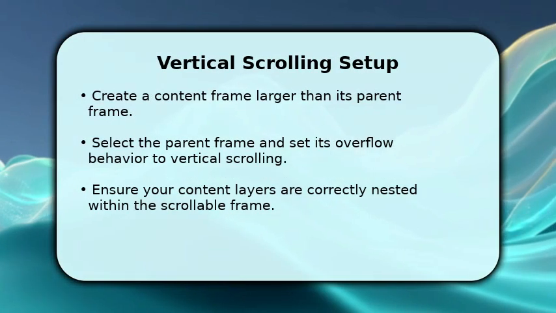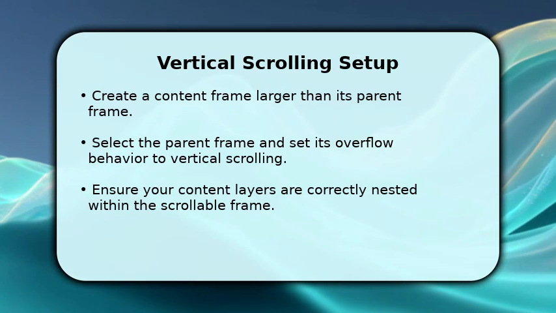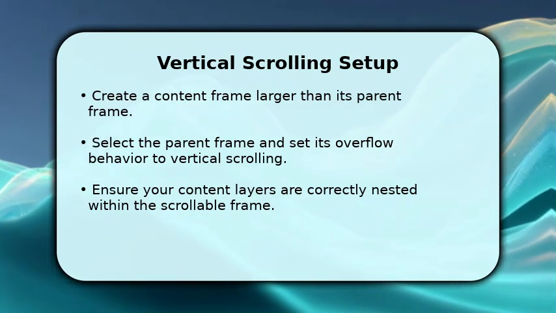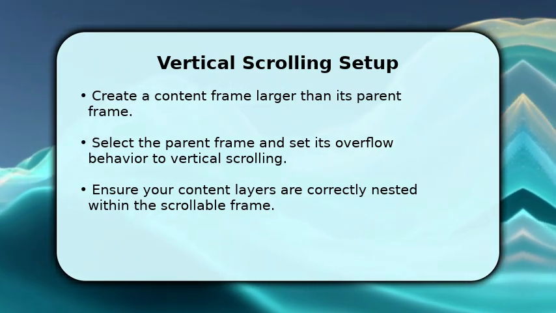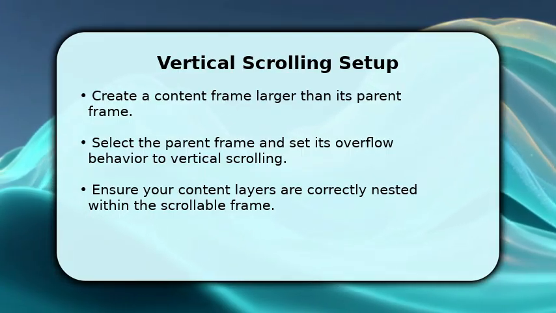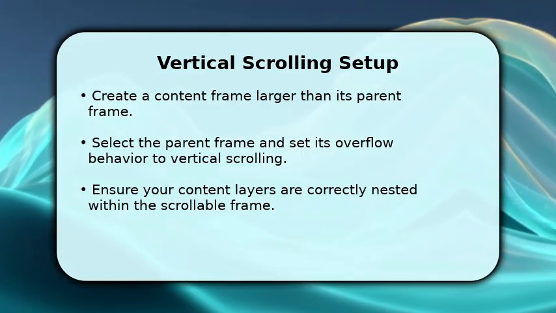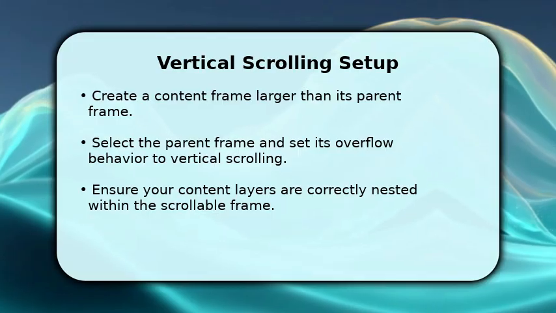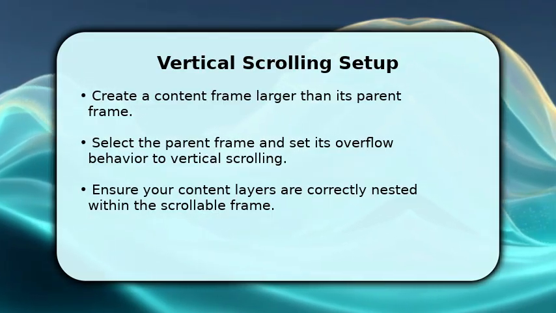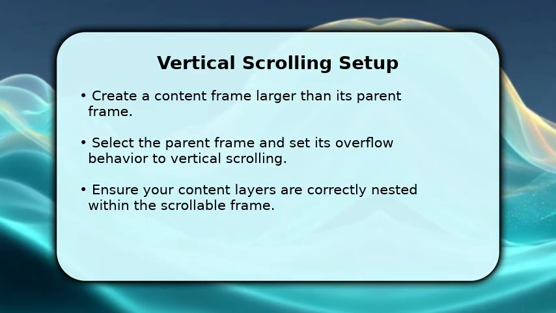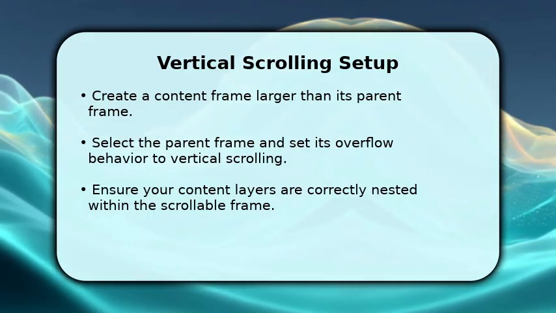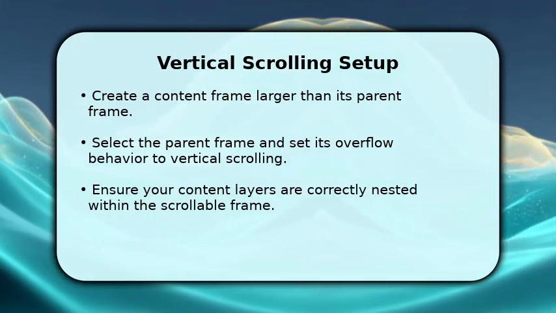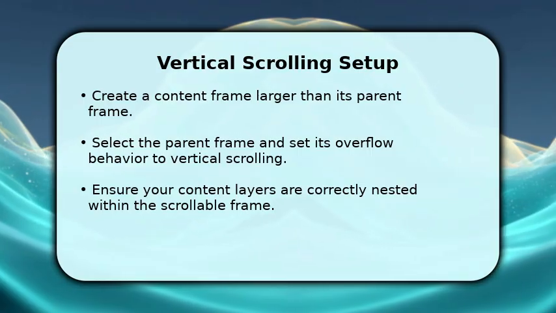To implement vertical scrolling, begin by creating a frame that contains all your content, making it taller than the frame you want to scroll within. Next, select the outer, smaller frame, and in the prototype panel, change its overflow behavior to vertical scrolling. This tells Figma to allow movement up and down. Remember to keep your content organized within the larger frame for best results.